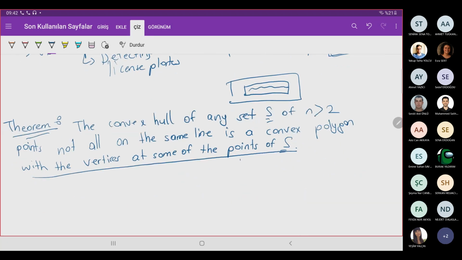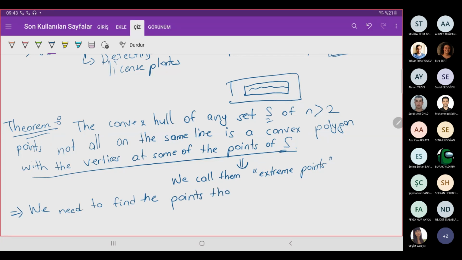So we call these extreme points. We need to find the points that will serve as the extreme points.